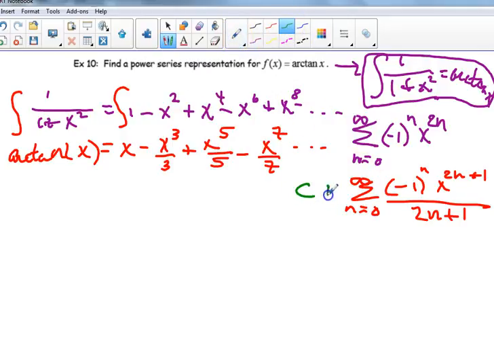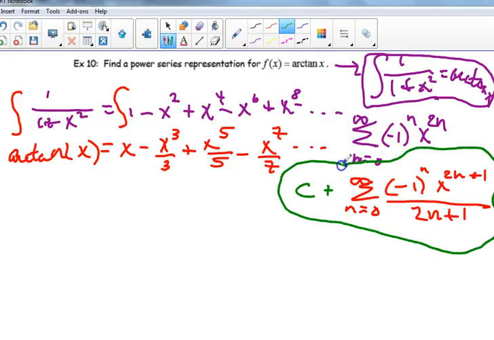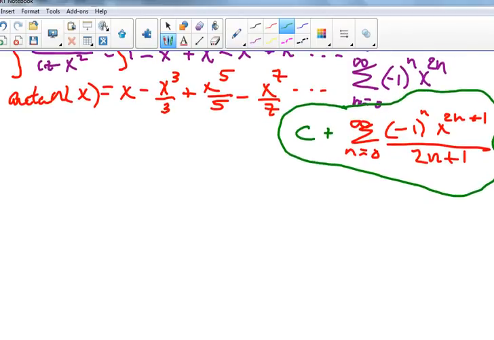I have a c on here because this is an indefinite integral. There are no numbers on it. So if I were to write this, it would look just like that. Now the question is, what is the c value and what is my interval? So let's just investigate for a second.